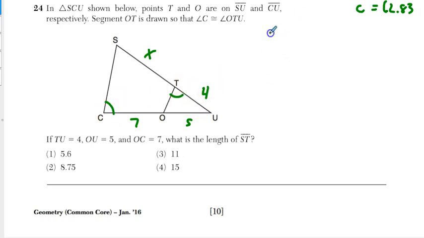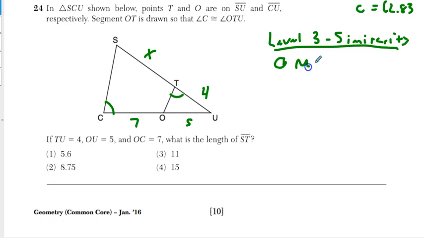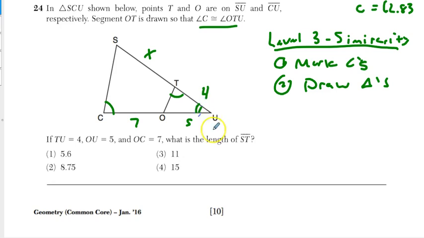So the first thing for this, for your level 3 question, level 3 similarity again, is remember, step 1 is to mark angles, and step 2 is to draw the triangles again. So what we know is this, we have C congruent to T, that's a given, and we also know we have the reflexive property right here. So we have angle-angle similarity between our two triangles, our small triangle and our big triangle. Now that we've marked the angles, we can draw the two triangles. We got a small one and a big one.